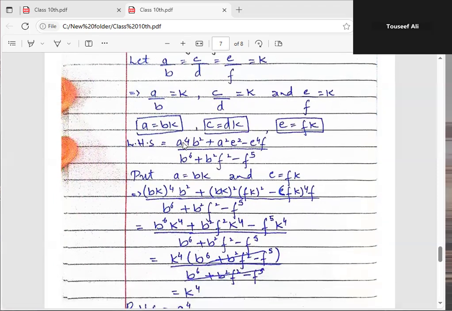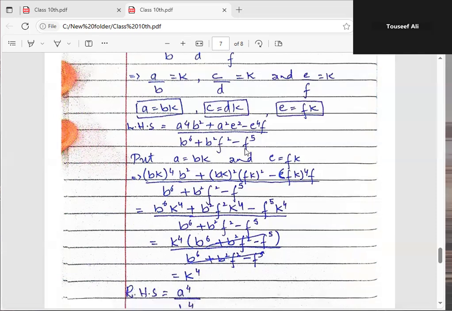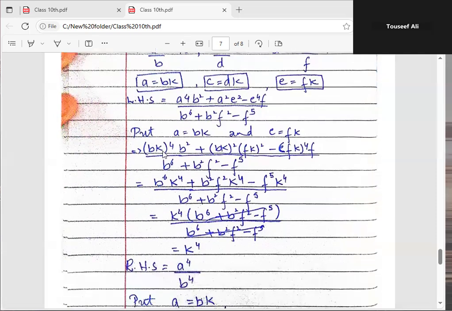In the left hand side, here a^4 b^2 plus a^2 e^2 minus e^5 divided by b^6 plus b^2 f^2 minus f^5. We have values that a equals bk, e equals fk and c equals dk. These we replace in the above expression, which is the left hand side. So in place of a, I replace bk with this power 4 as it is, and b square, we don't have any value of b, so it becomes as it is.